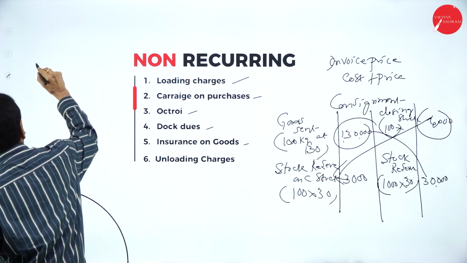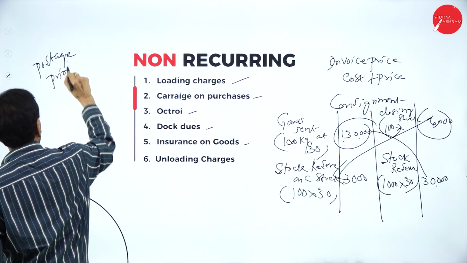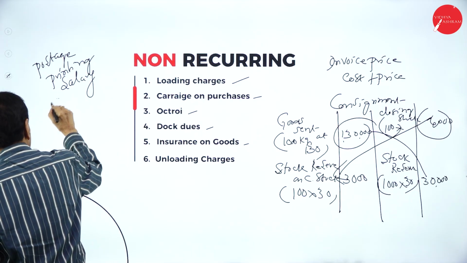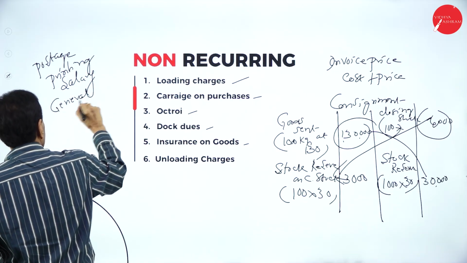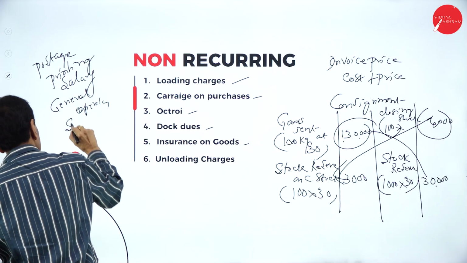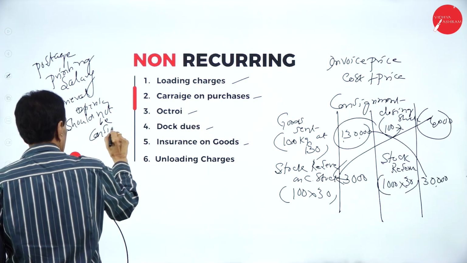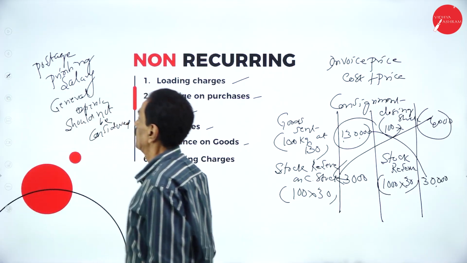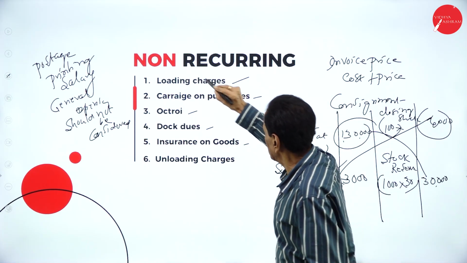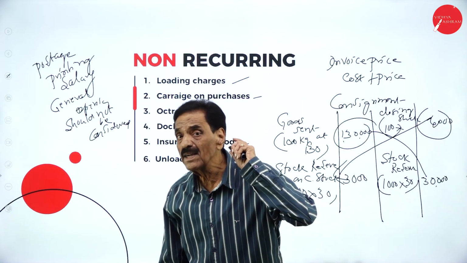Then here, postage, printing, salary, general expenses should not be considered. Postage, printing, salary, general expense should not be considered. These expenditures should be considered while valuing abnormal loss and closing stock.